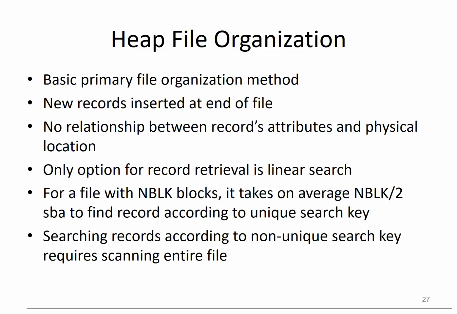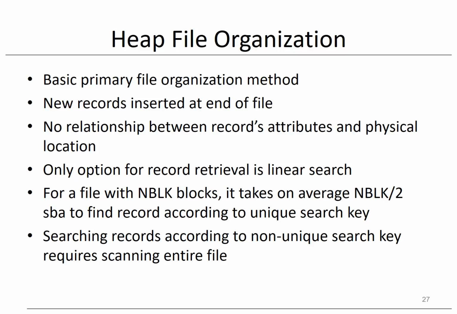The most basic primary file organization method is the heap file. New records are inserted at the end of the file. There's no relationship between the record's attributes and its physical location. Consequently, adding records is fairly efficient, but retrieving a particular record or set of records according to a search key is not. The only option is to do a linear search, scanning through the entire file and retaining the records that match the selection criteria.